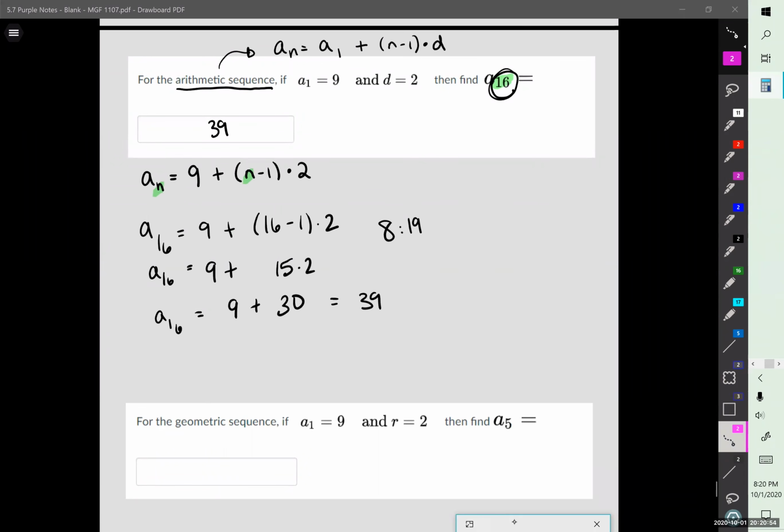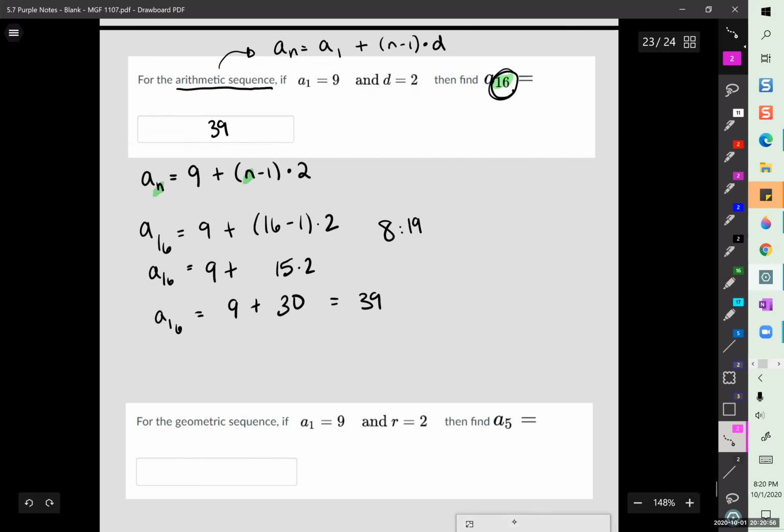So when you're done writing, if you'd like to read through and attempt the next one. Think about what formula goes with geometric sequences.